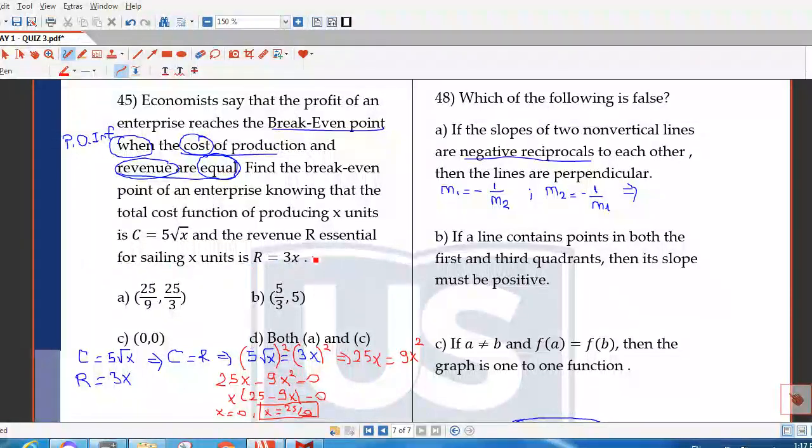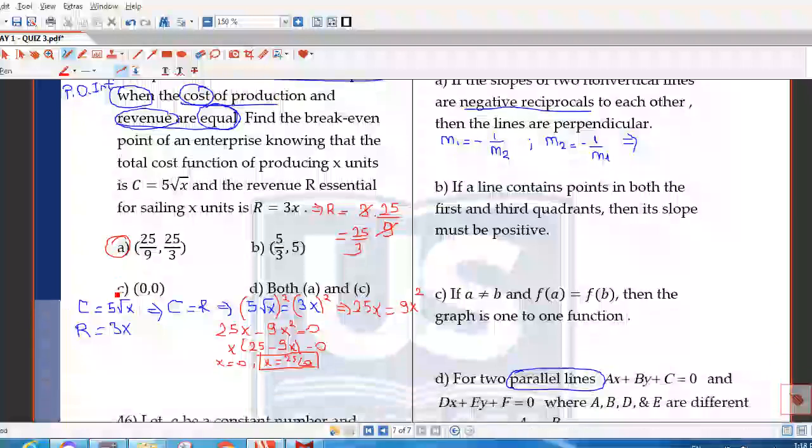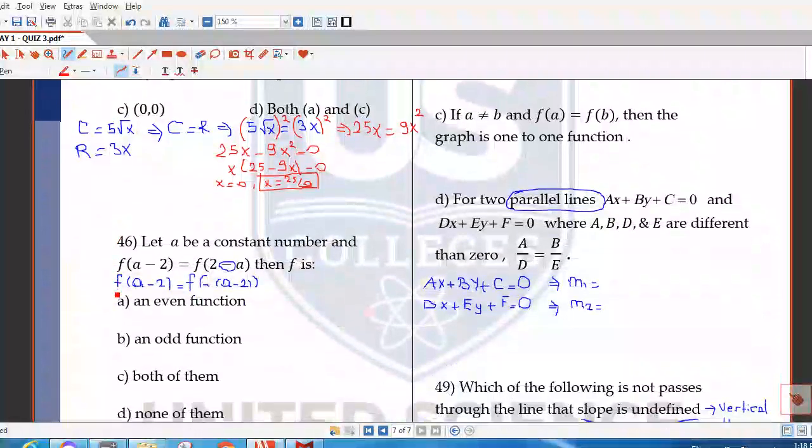In one of the equations, the function is easy. If I write 25 over 9 instead of x, 25 over 3 will be the y coordinate of the point. So 25 over 9, 25 over 3 is going to be the break-even point of the two functions.